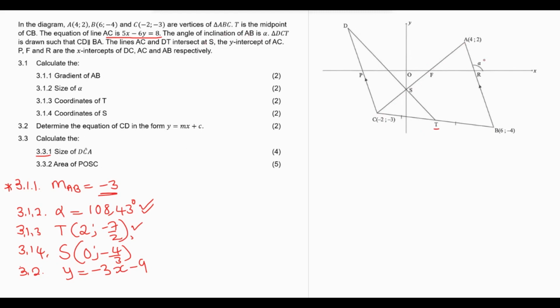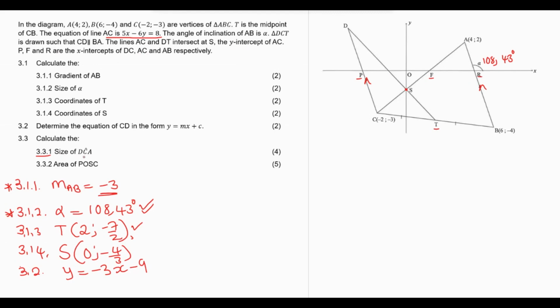We managed to find that this angle is actually 108.43 degrees. We found that in question 312. Triangle DCT is drawn such that CD is parallel to AB. The lines AC and DT intersect at S. The y-intercept of AC, P, F, and R are the x-intercepts of DC, AC, and AB respectively.